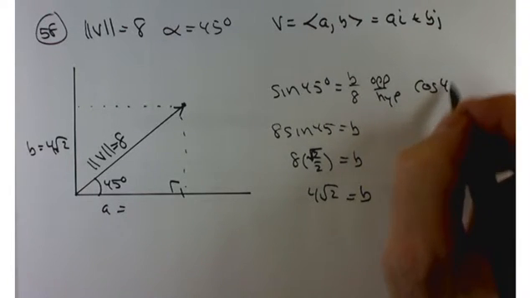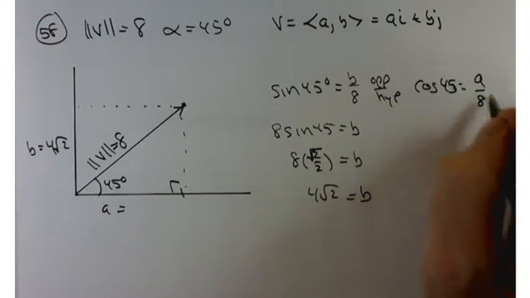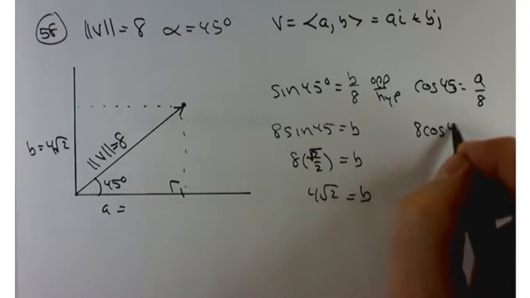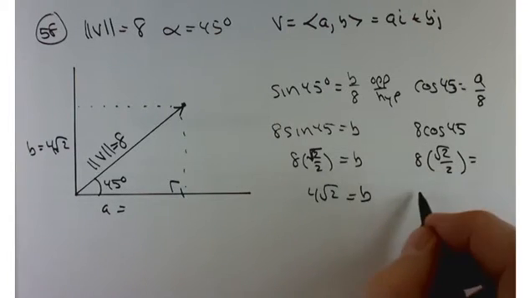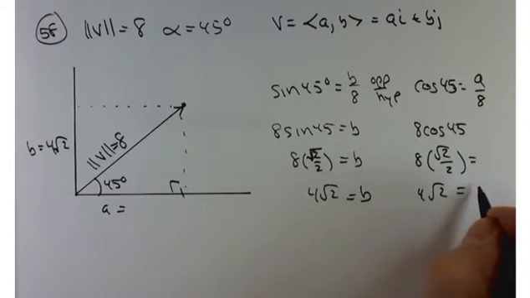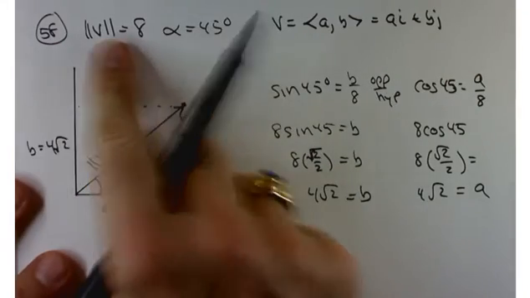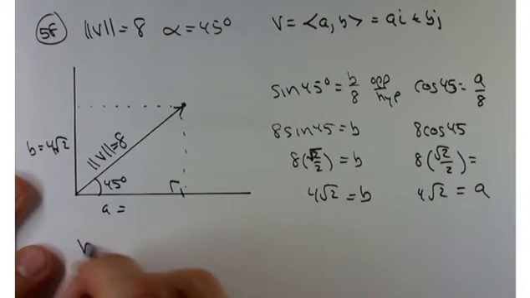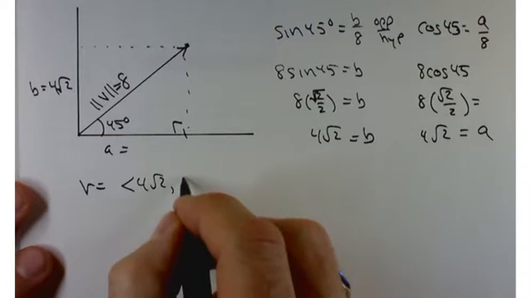All right, cosine of 45 equals a over 8. And just like the previous one where we calculated b, cosine of 45 is square root of 2 over 2. So a is 4 square roots of 2, just like b. So we've turned a from a magnitude and a direction into a vector with two components. So the vector is going to be 4 square roots of 2 and 4 square roots of 2.